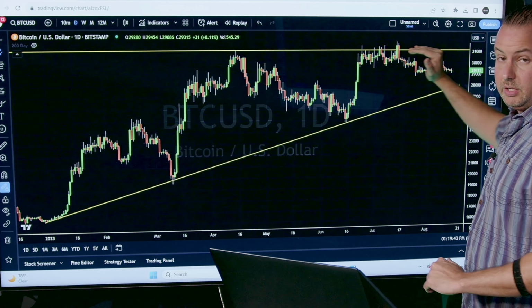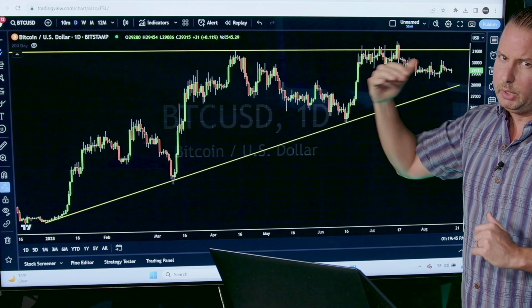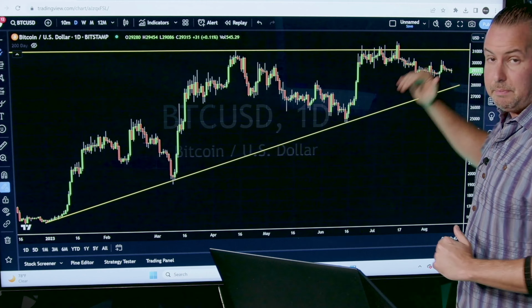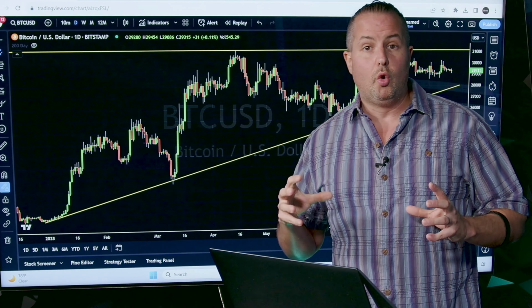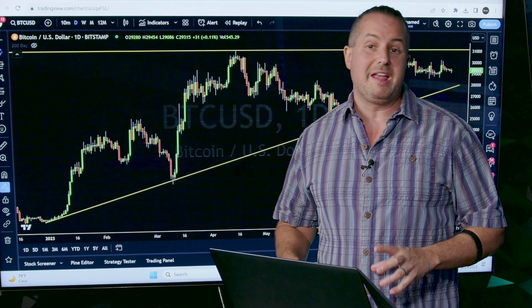If this area breaks and we stay above it, and again, here it broke and it reversed. So you really want to see a couple days above it. If that happens, this thing's off to the races. Bitcoin volume right now is so low that I do worry that it's setting up for a huge move.